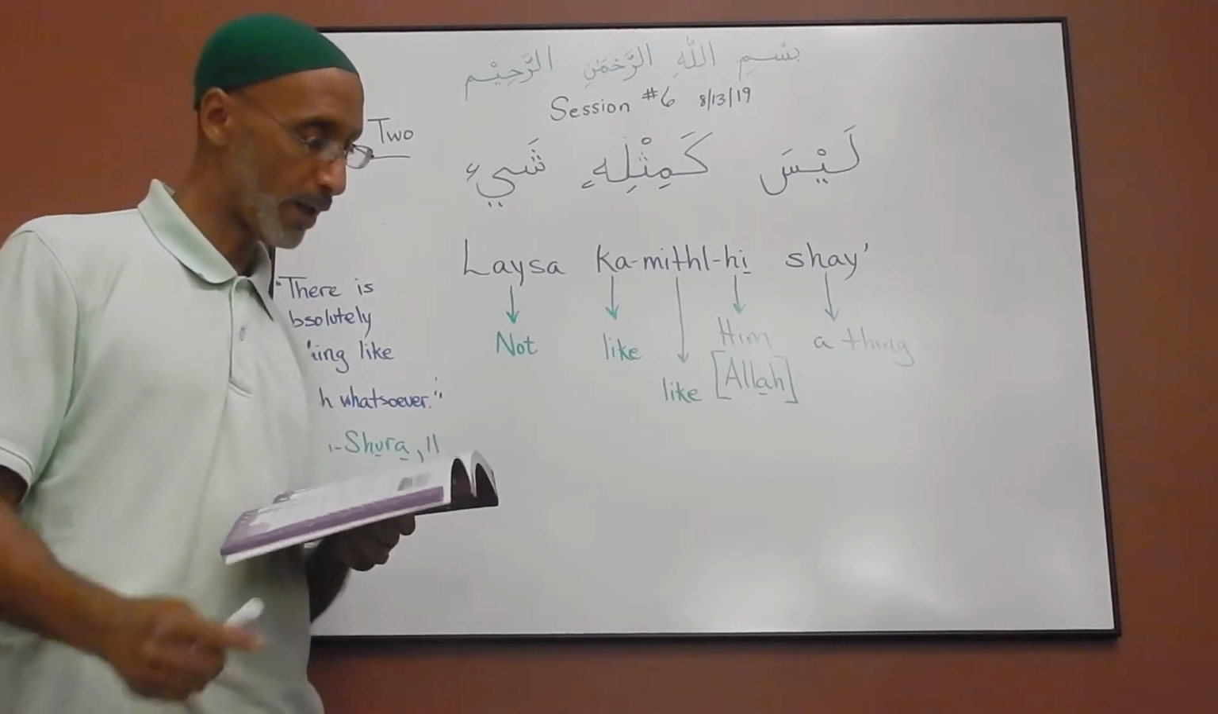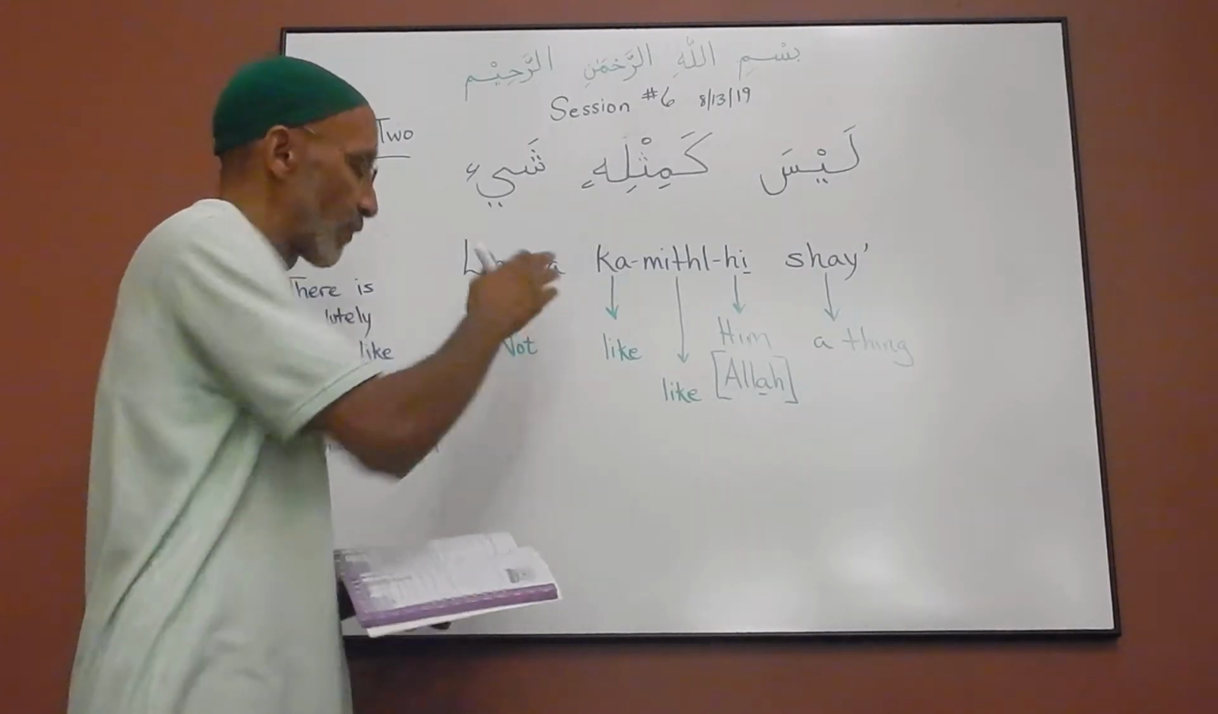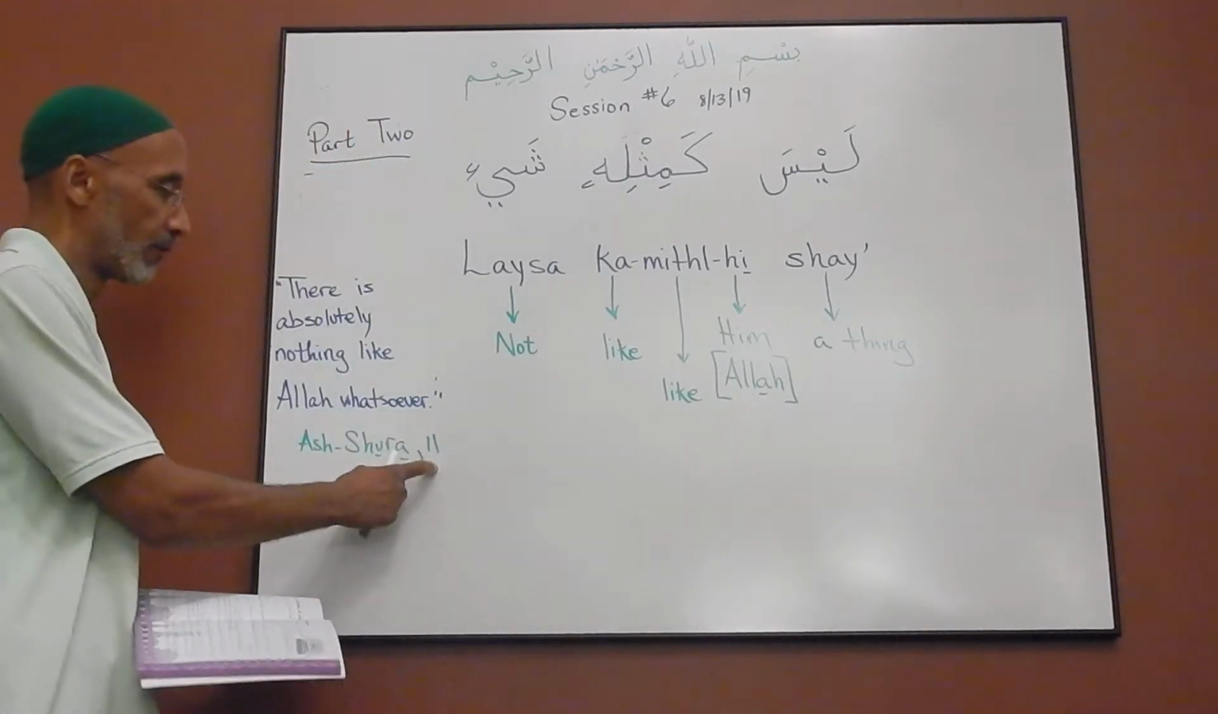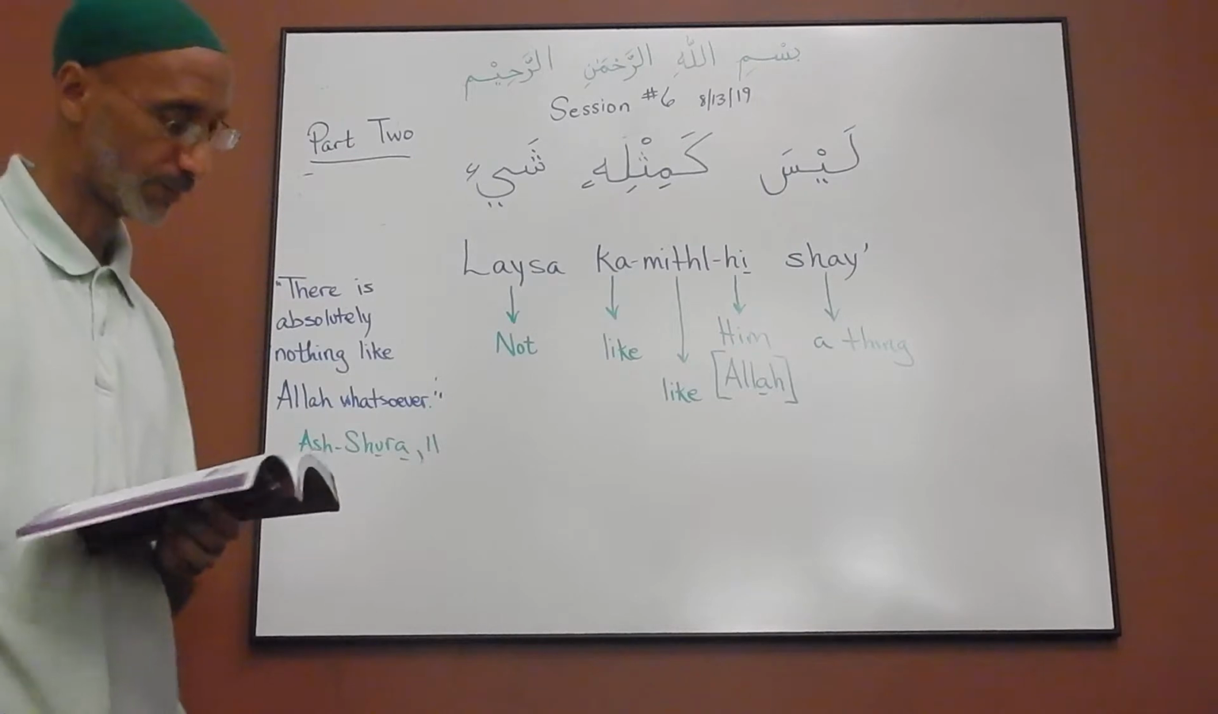So we gave the explanation of this verse. Laysa kamithlihi shay. This is Ash-Shura. Which number? 11. Know this.